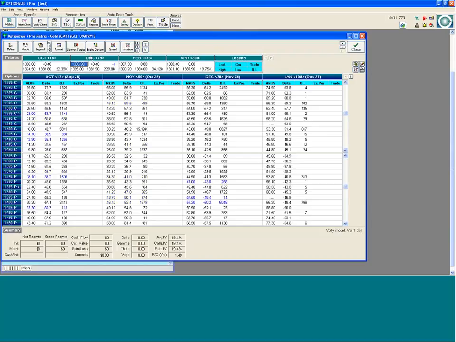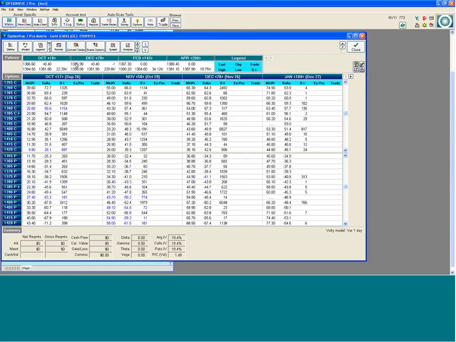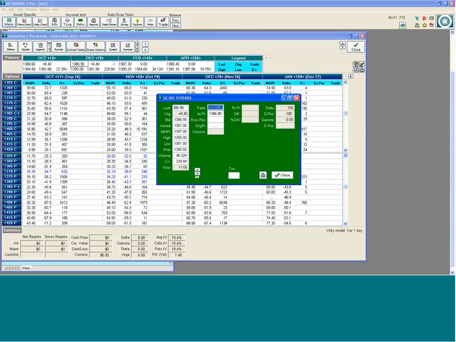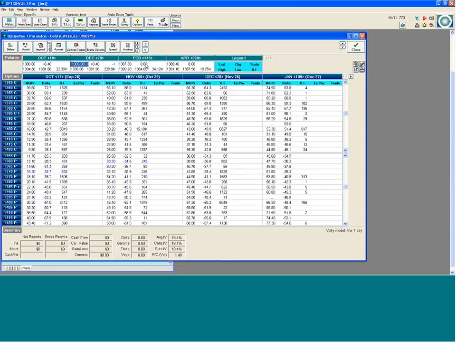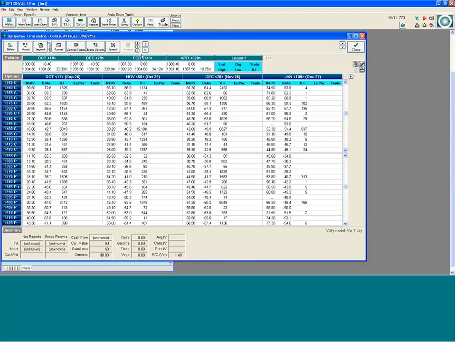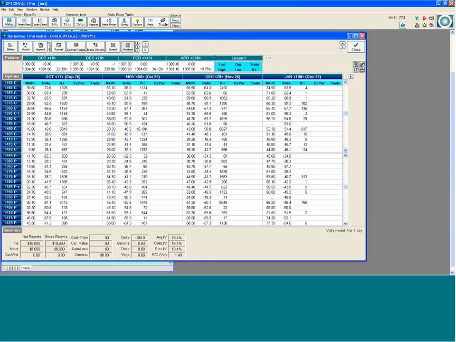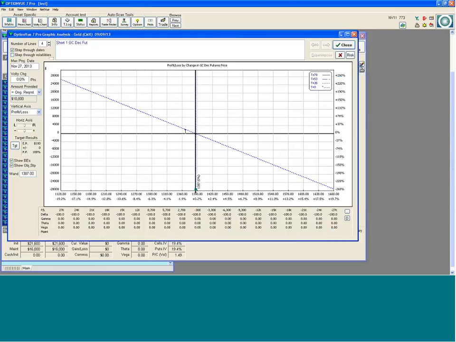What happens if I click the Analyze button? Let me go back into my program here, put in a short position on December gold futures, click the Analyze button. What are we looking at? We're looking at the performance graph or the graphic analysis for a short gold futures contract.